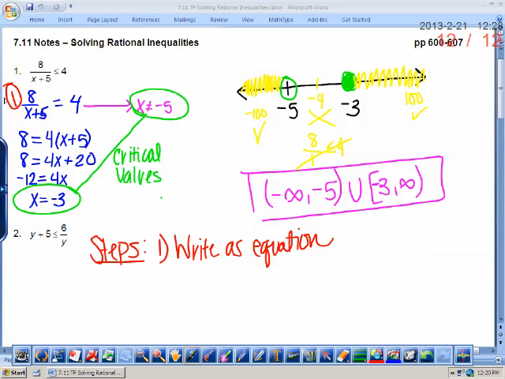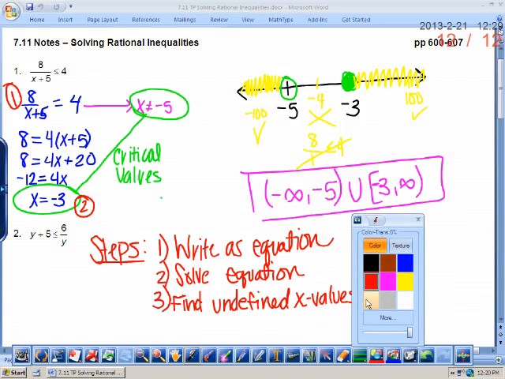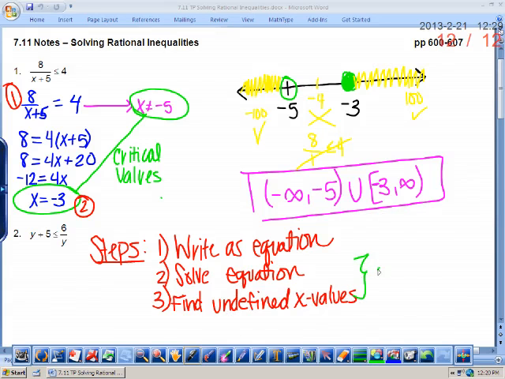So that was up here, step 1. Step 2, we went ahead and solved that equation, yes, by getting an LCD. Then what did we do? Okay, we had to find the other one, and how did we find it? Good. Find x values, or find undefined x values. And steps 2 and 3 are finding our what? Critical values.